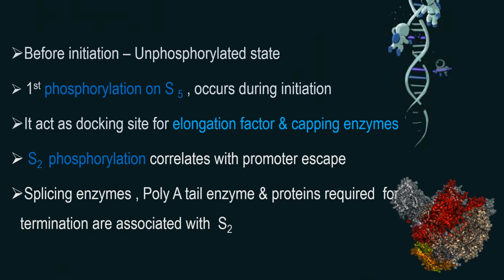During initiation, first phosphorylation occurs on the 5th position serine, and it acts as a docking site for elongation factor and capping enzymes. The phosphorylation on the 2nd position serine correlates with promoter escape. Splicing enzymes, poly-A tail enzymes, and proteins required for termination are also associated with this 2nd position serine.